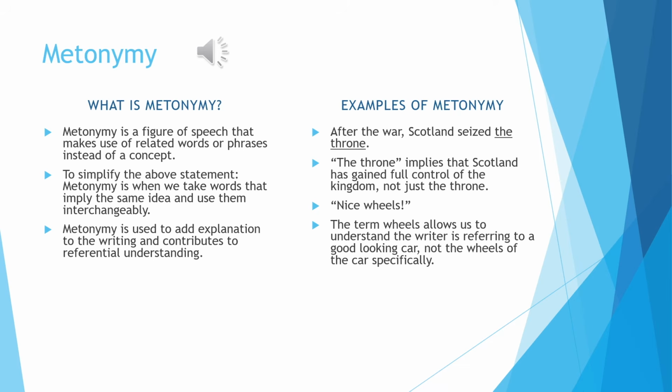Basically, metonymy is when we take words that have the same idea and we use them sort of interchangeably. They mean the same thing, so we can swap them in and out, right? So let's look at an example to better understand it, because it seems confusing when we just look at the definition. The example goes, after the war, Scotland seized the throne. The whole of Scotland did not literally go up to the throne and say, this is my throne now. What we're actually saying by Scotland seized the throne is that the term the throne implies the entire kingdom. After the war, Scotland seized the entire kingdom.